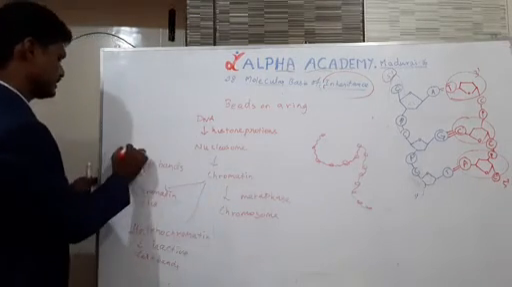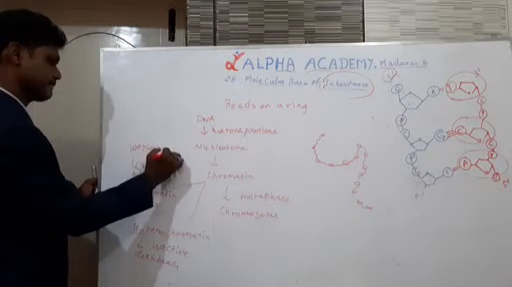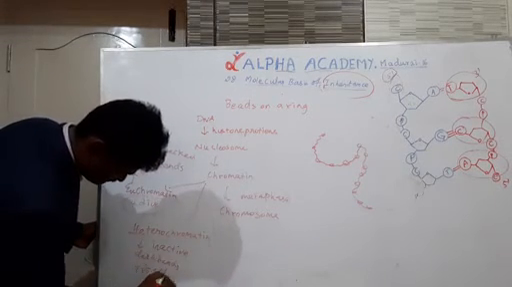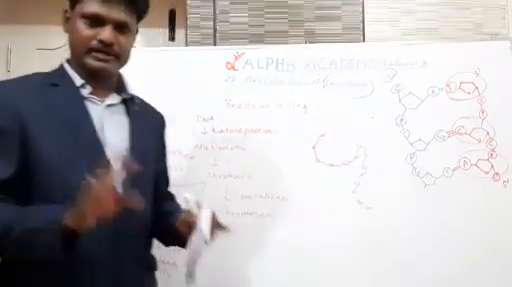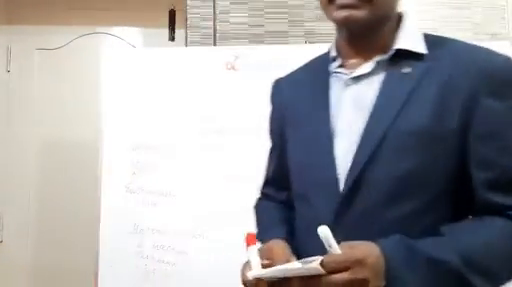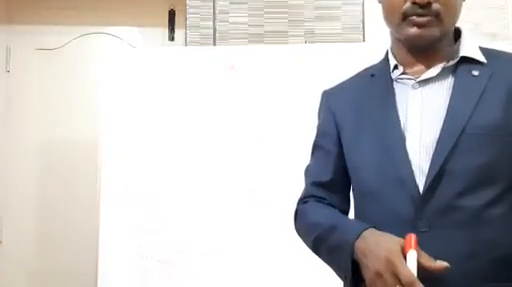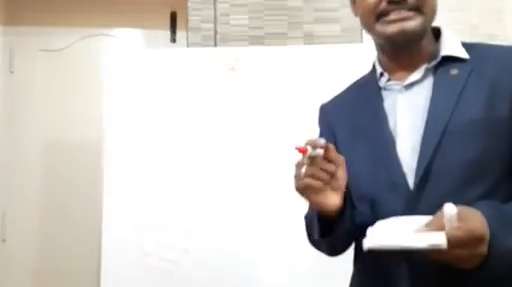Similarly, euchromatin is loosely packed, heterochromatin is tightly packed. So euchromatin active, heterochromatin inactive. Euchromatin loosely packed, heterochromatin tightly packed. Euchromatin light bands, heterochromatin dark bands during staining.